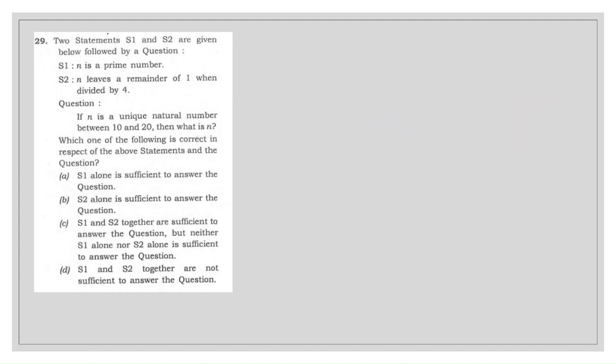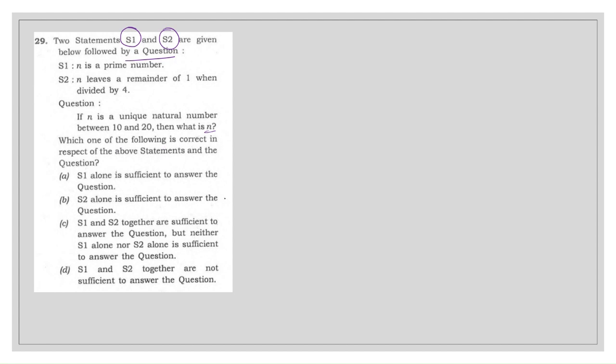Now the next question says two statements S1 and S2 are given below, followed by a question. Statement 1 says n is a prime number and statement 2 says n leaves the remainder 1 when divided by 4. And this is the question here: this number n lies between 10 and 20. Then they're asking what is n.